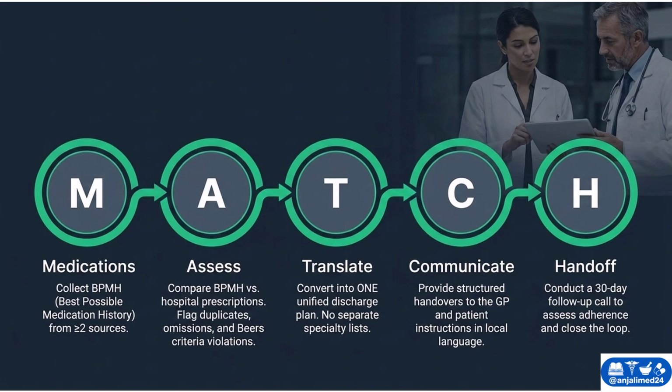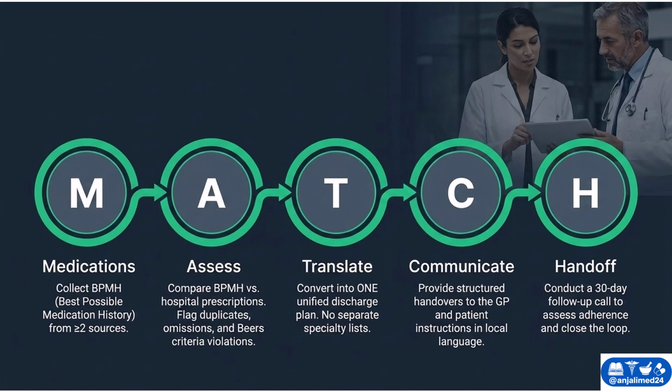Next comes A, Assess. Here, the pharmacist or the healthcare team compares the patient's chronic medications with the current hospital prescriptions. This is where clinicians actively search for drug duplications, dangerous interactions, dose mismatches, omissions, and inappropriate medications according to the Beers criteria in elderly patients. Assessment transforms a simple medication list into a clinical risk evaluation tool.